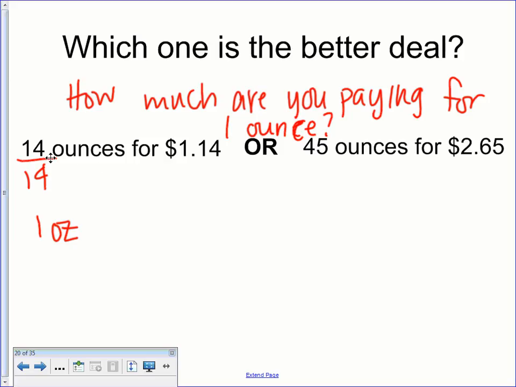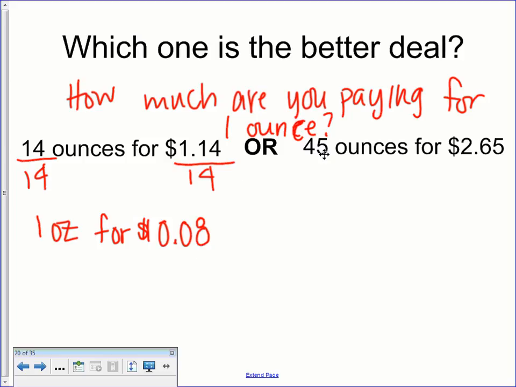Well, whatever I do to 14, I have to do over here. So if I take $1.14 and divide it by 14, I get 0.0814285, a really long number. But I can round that to the nearest cent. So 1 ounce for 8 cents.